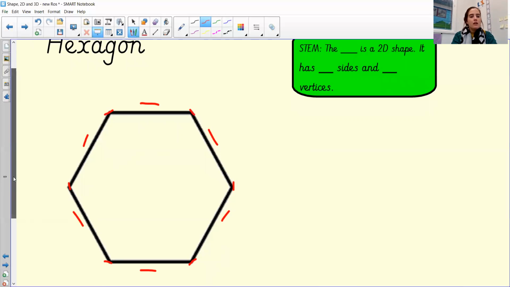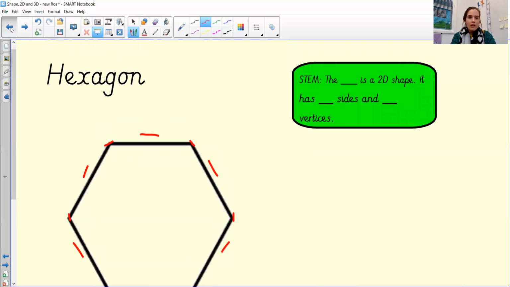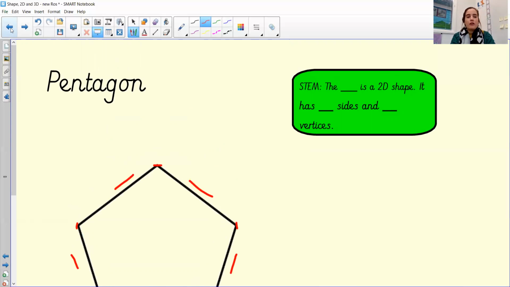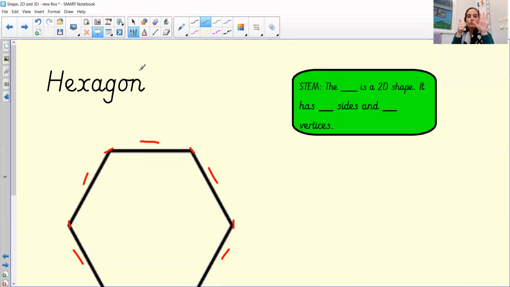There's a bit of a pattern going on today, isn't there? And with our pentagon, we have 5 and 5. And with our hexagon, we've got 6 and 6. There is a pattern.